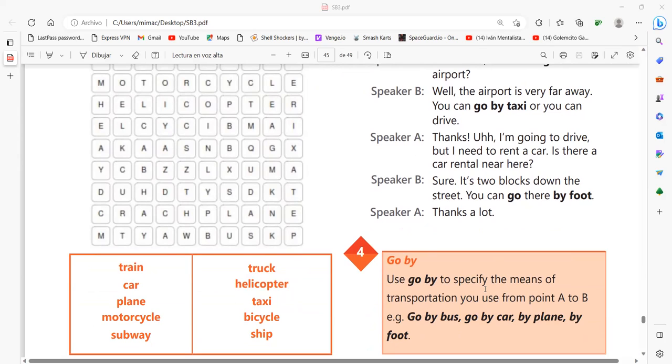Use go by to specify the means of transportation you use from point A to B. For example: go by bus, go by car, by plane, by foot. Okay, thank you so much. So you use go, by, and the transportation means, okay? And you were also practicing this conversation, if you remember.